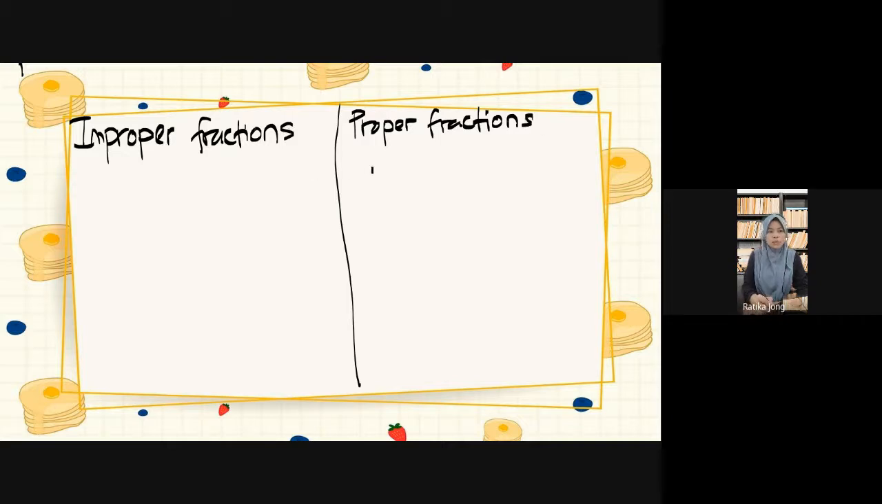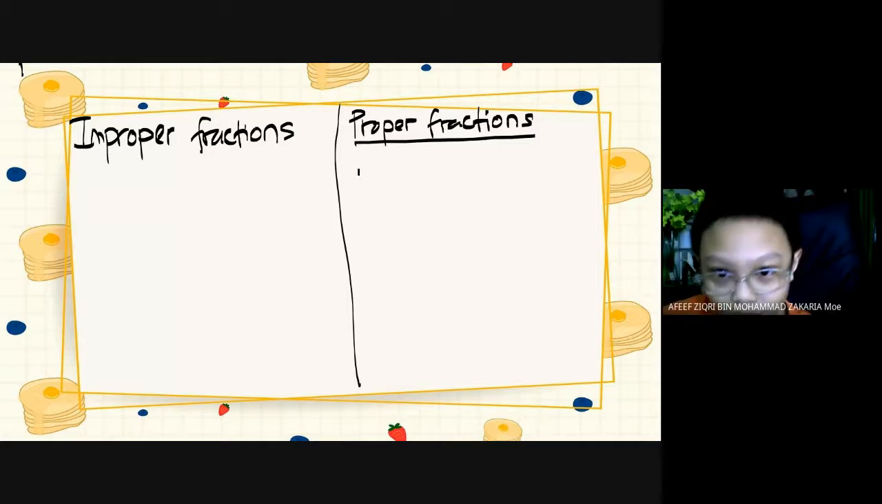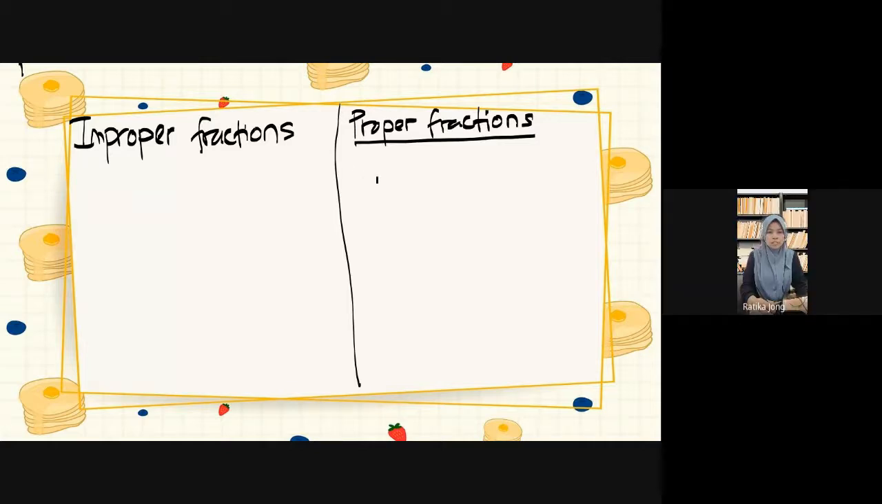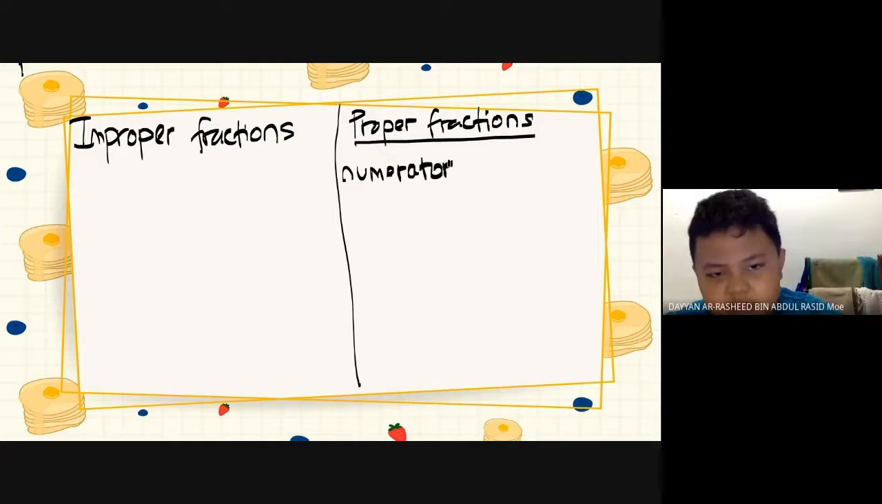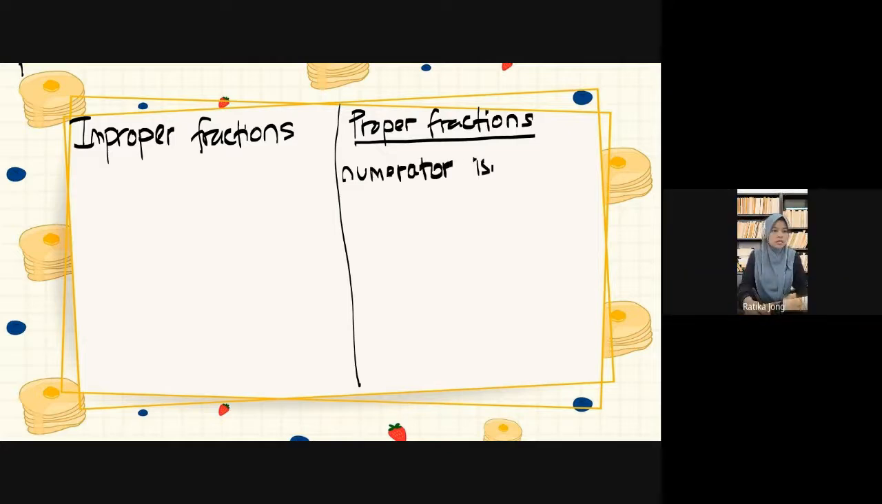So we start with the proper fractions. What is the definition of proper fraction? Please use the word denominator and also numerator. Proper fraction is a fraction where, when the numerator is less than the denominator. Very good, Rizka. Numerator is less than the denominator.